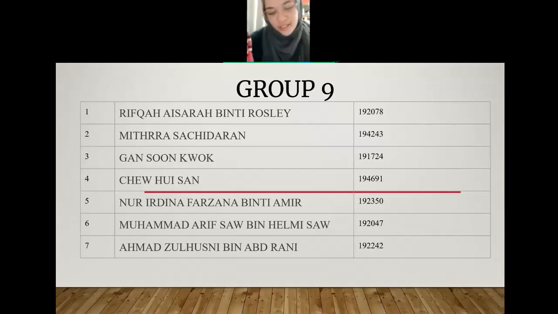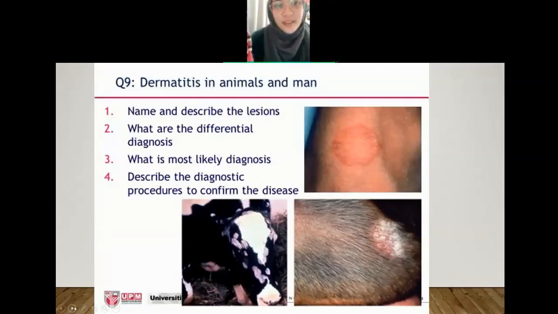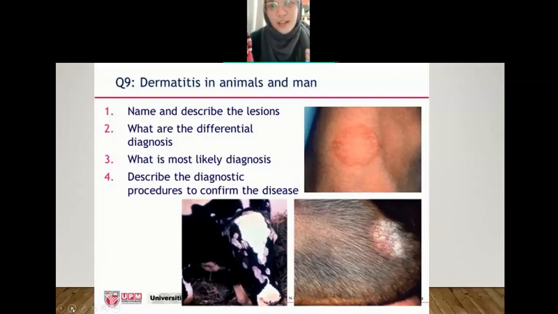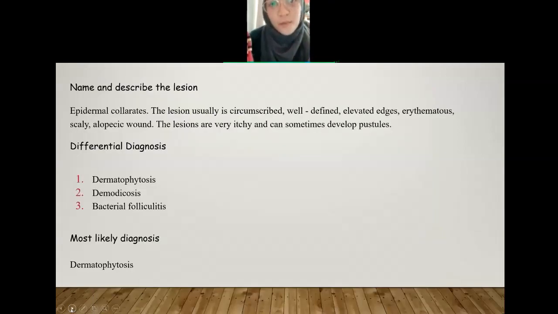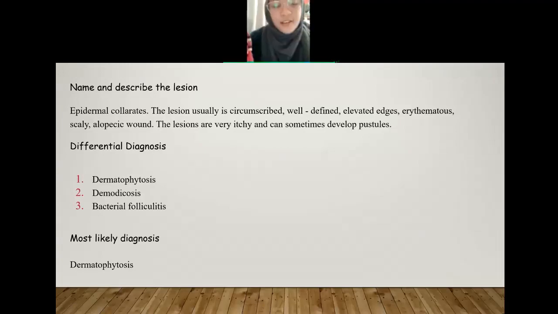So the first question is name and describe the lesion. Based on this picture, this is epidermal colarettes. The lesion is usually well circumscribed, well defined, elevated at the edges, erythematous, scaly, and at the wound, there is usually alopecia or hair loss. The lesions are very itchy and can sometimes develop pustules, fluid-filled bumps that usually contain blood.